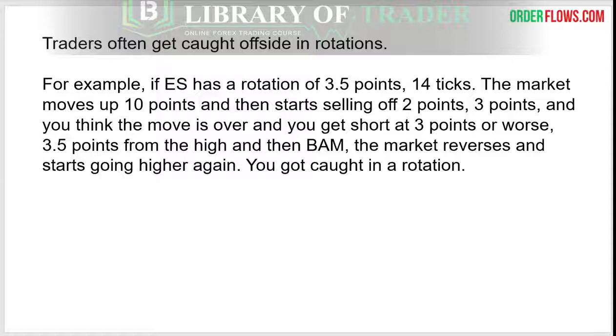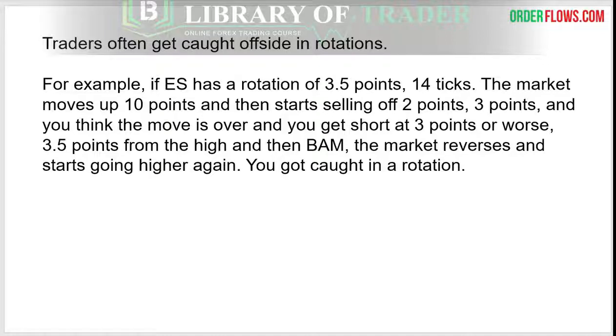Oftentimes one of the problems that traders suffer from is market rotations. They get caught offsides in market rotation. So for example, if the E-minis has a rotation of 3.5 points, which is about 14 ticks, the market moves up 10 points and then starts selling off 2 points, 3 points, and you think the move is over and you get short at 3 points and a worse 3.5 points from the high, and bam, the market reverses and starts going higher again. You just got caught in a rotation, right?